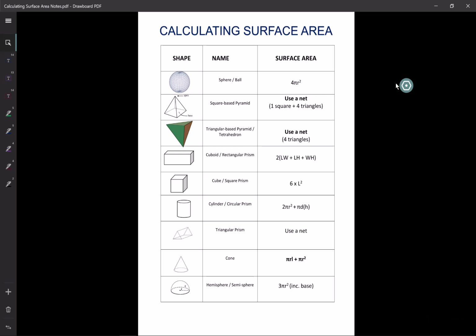Okay, so when we talk about surface area, and I apologize for the pounding in my condo building, one of my neighbors is getting construction done, so I'll try to talk as loud as I can.